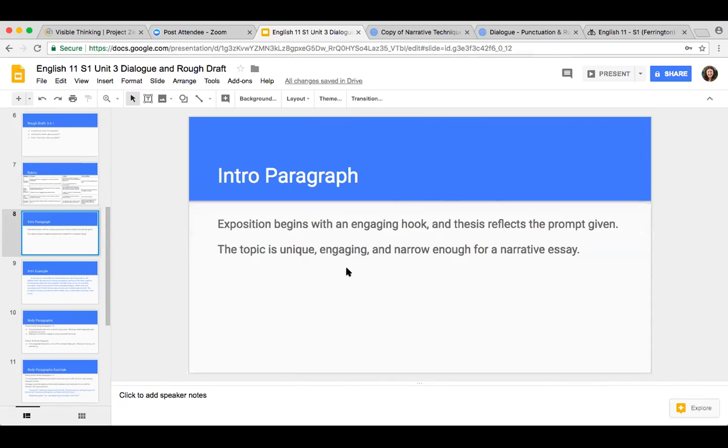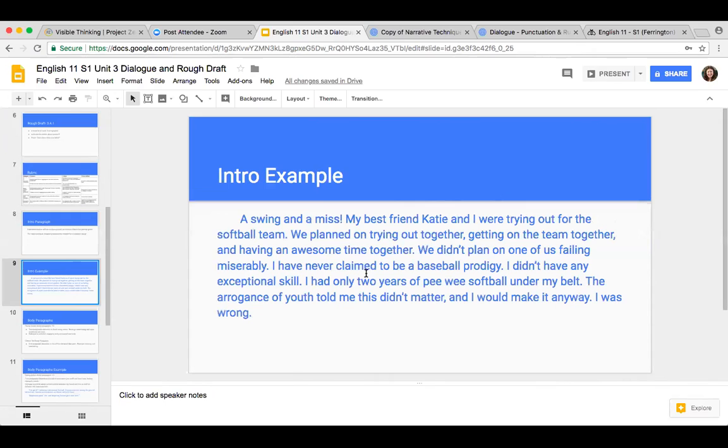And the topic is unique, engaging, and narrow enough for a narrative essay. So it's not so broad that you could never possibly write about it in 5 paragraphs, but it is engaging, meaning people want to read it when they read your intro. I'm giving you an example intro that I wrote. All the examples that I'm giving you will be in blue, so you can differentiate between the regular text and the example text.